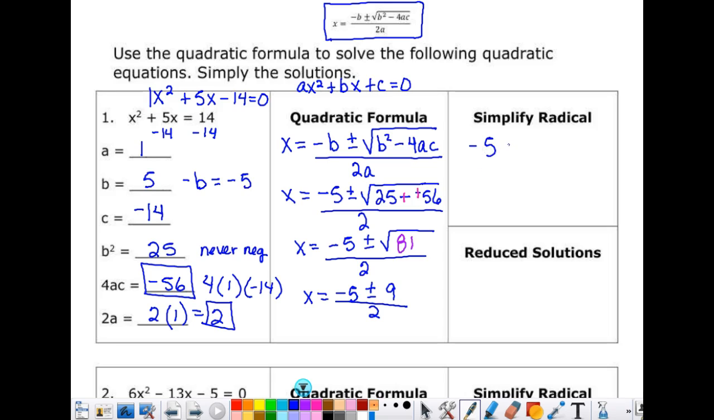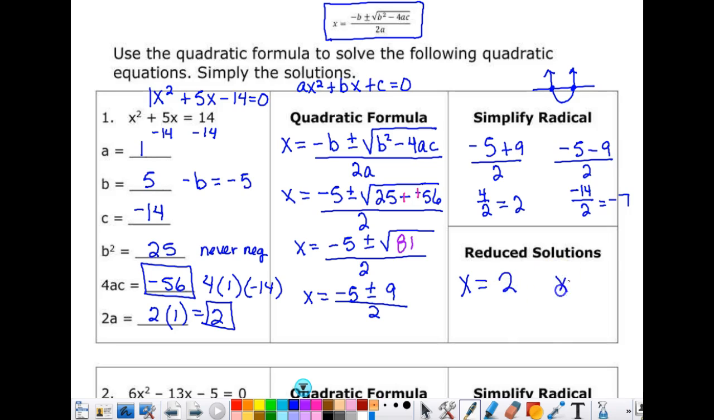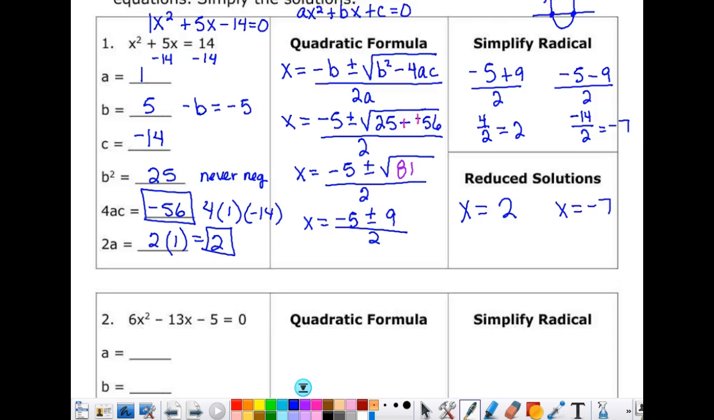So we're going to do negative 5 plus 9 over 2, and we're going to do negative 5 minus 9 over 2. Remember, when you have a parabola many times, you have two answers. You're looking for where the parabola crosses the x-axis. So you have 4 divided by 2, which is 2, and you have negative 14 divided by 2, which is negative 7. So x equals 2 and x equals negative 7. Make sure you put x equals. Okay? Okay, so that's just kind of a simple one.